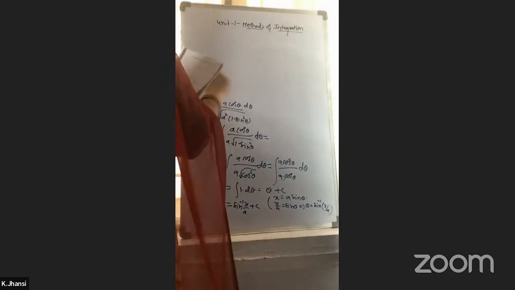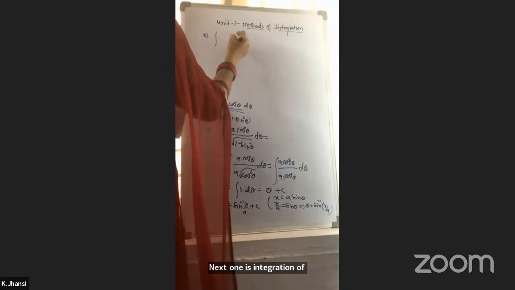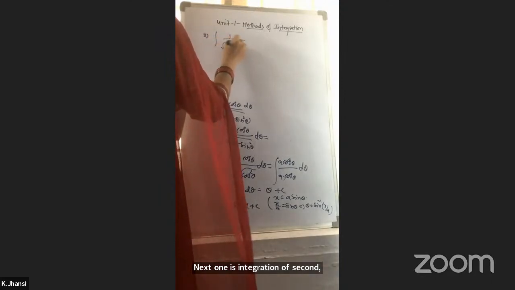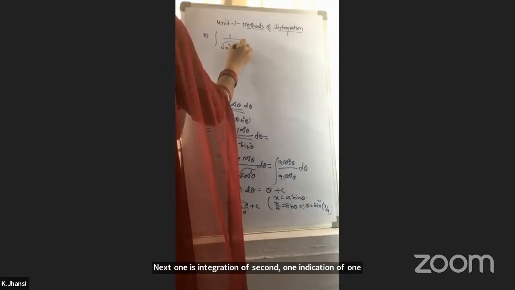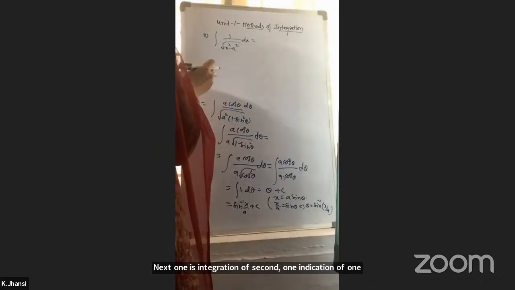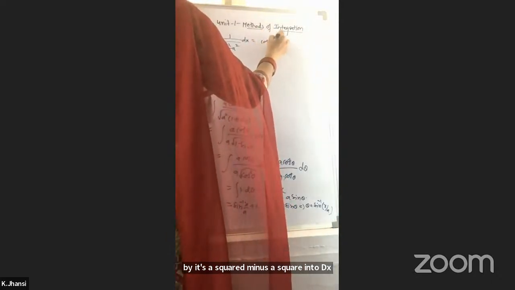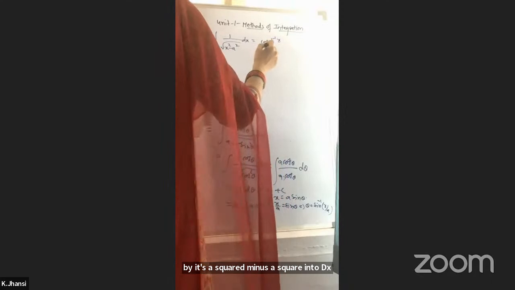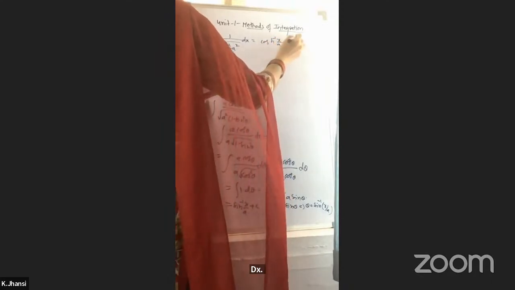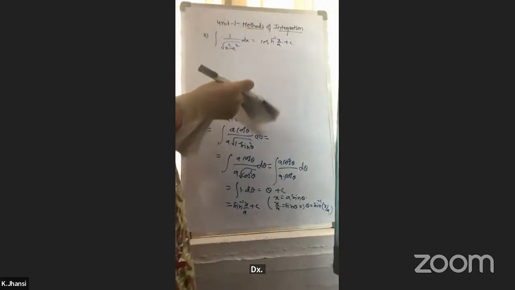Okay, next, the second one, is the integration of 1 by root of x square minus a square into dx. Okay, you have these formulas in your textbook also. We can write this as cos h inverse x by a plus c. Okay, two answers are there for this one. You see from the textbook.